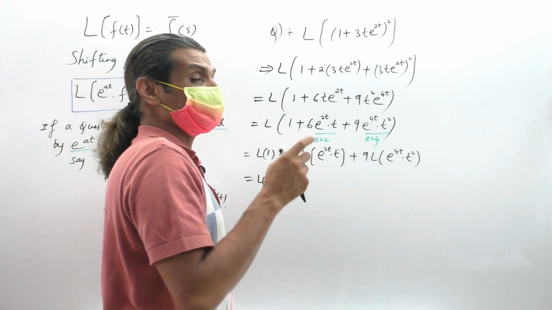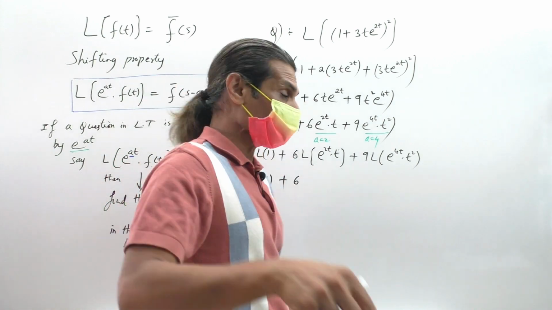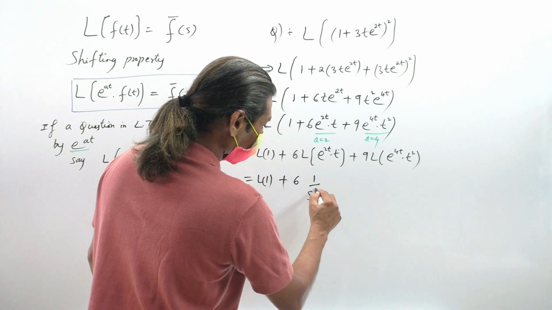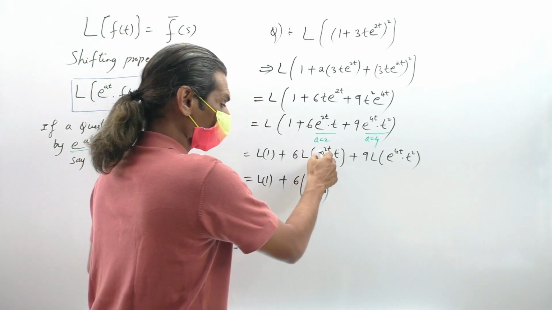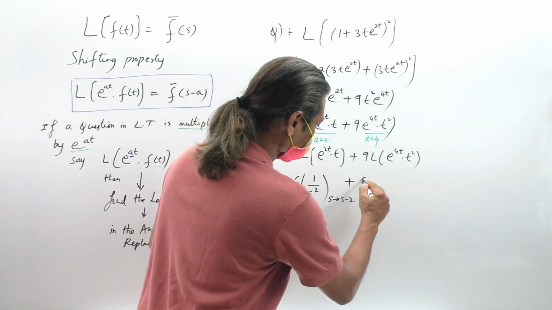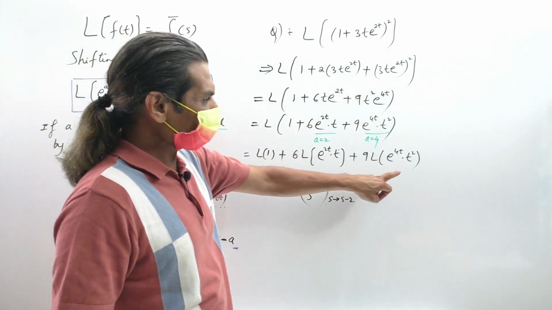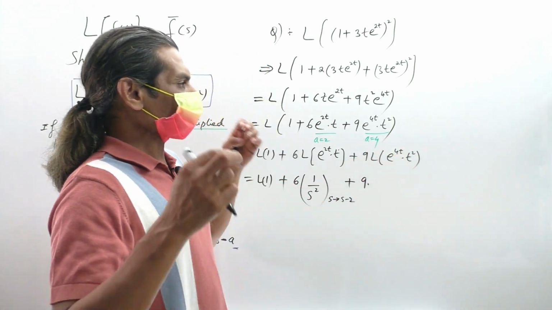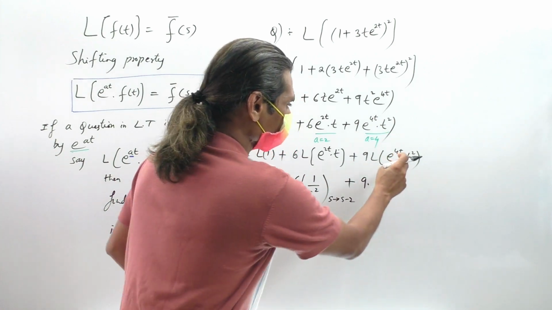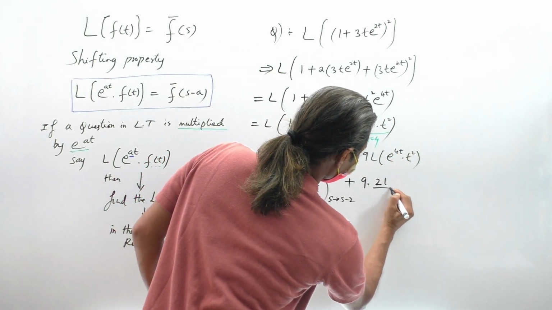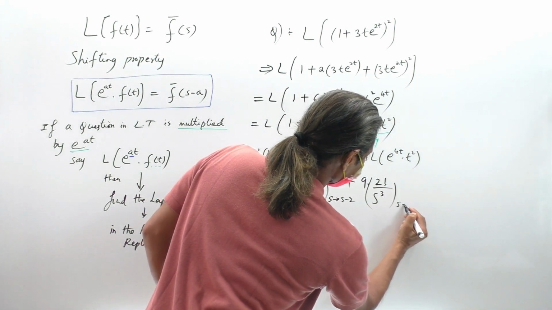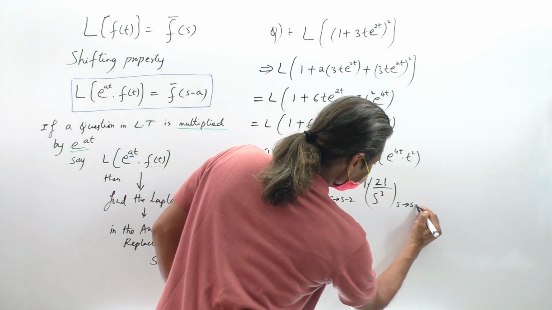Recall, Laplace of t raised to n is nothing but n factorial divided by s raised to n plus 1. So Laplace of t will be 1 by s square. And since it is e raised to 2t, replace s by s minus 2. Then 9 into Laplace of t square. What's Laplace of t square? Laplace of t raised to n is n factorial divided by s raised to n plus 1, here n is 2. So 2 factorial divided by s raised to 2 plus 1, which is 3. So replace s by what? s minus a, so here s minus 4.